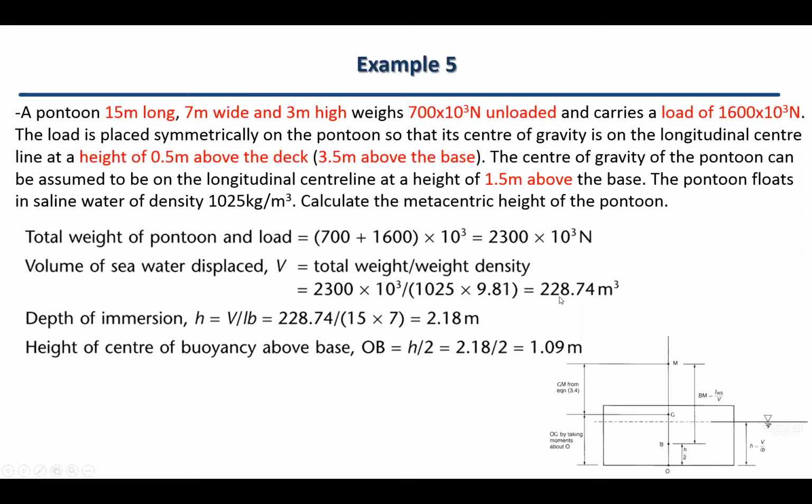So the result is 228.74 cubic meters. So this is the seawater displaced. And if that figure is divided by the pontoon plan area, which is 50 times 7, the depth of immersion is equal to 2.18 meters, which is the H in this figure on the right hand side. Half of that, H divided by 2, is equal to 1.09 meters, which is the OB.